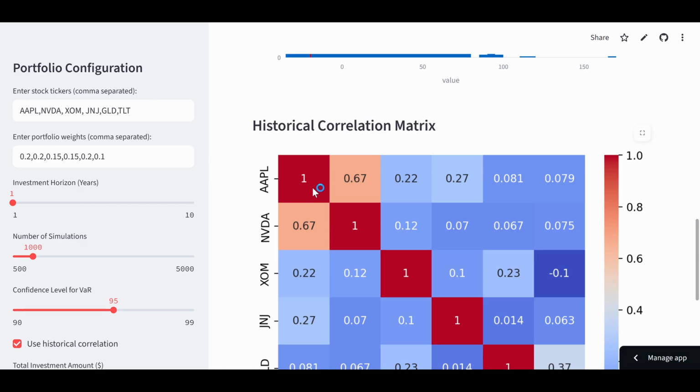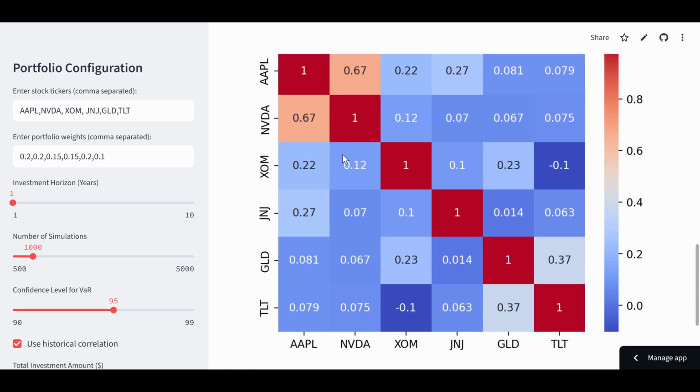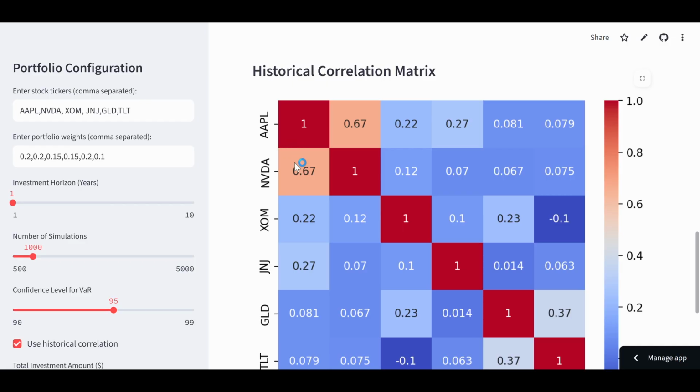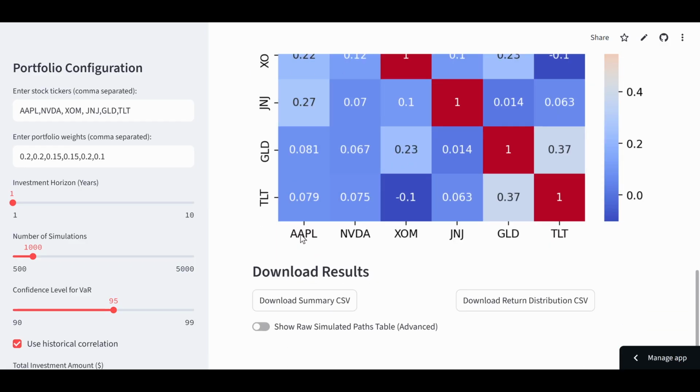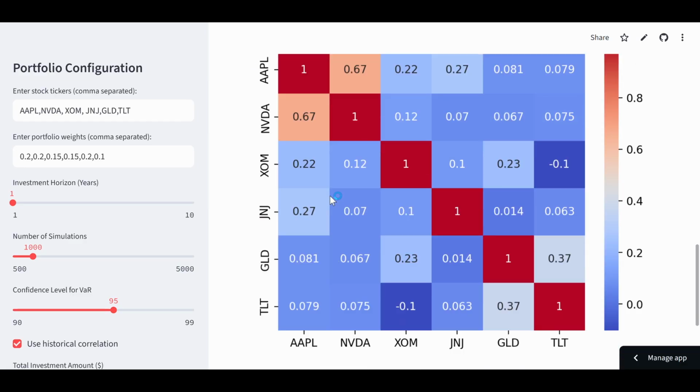And then you can see every single thing like that. Let's see NVIDIA and Apple. The correlation between Apple and NVIDIA is 0.67, which is very high. They are both software and tech companies, so they move together. There is a 67% chance that if NVIDIA goes up, Apple goes up, and if NVIDIA goes down, Apple goes down. So that is a very high correlation that we have.